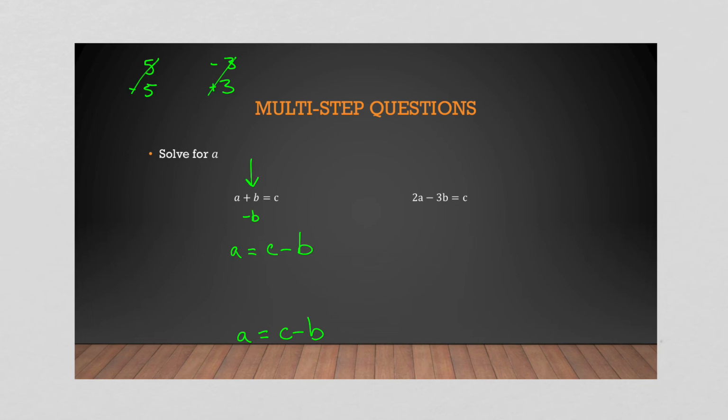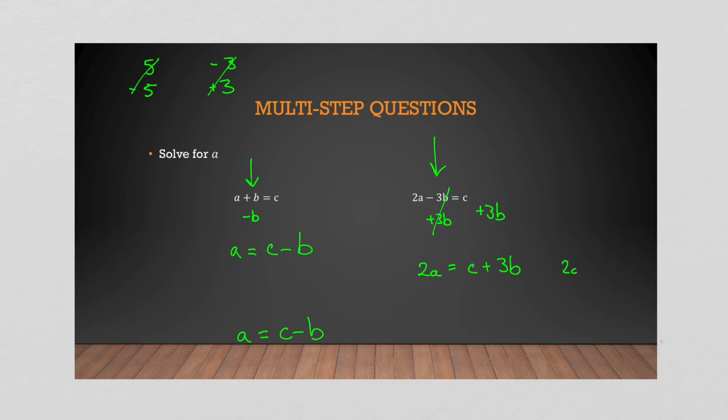Now, if we look at this one, we got a little bit more going on, but it's still only 2 steps. So first thing I want to get rid of is this is the one time we're going to see you getting rid of a variable, right? I don't want any b's on the left side of the equation. So I'm going to add 3b. I want to get to 0, and that gets me to 0. So I'm going to add 3b to that side. So now I have 2a equals c plus 3b.